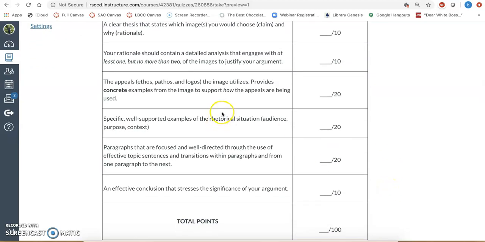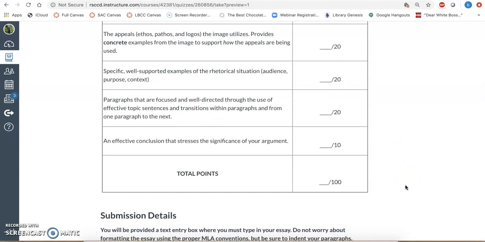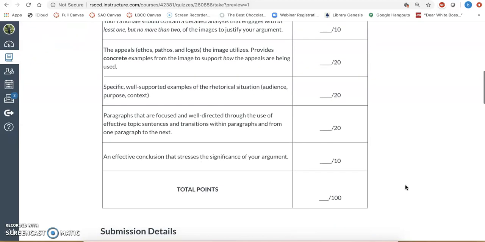You clearly explain the appeals, ethos, pathos, and logos that the image uses, and you provide concrete examples from the images to support how the appeals are being used. You also provide specific, well-supported examples of the rhetorical situation, audience, purpose, context, writer as well. And your paragraphs are focused, and they use topic sentences and transitions between one paragraph to the next. And finally, you have an effective conclusion that stresses the significance of your argument. Overall, the total amount of points you can get is 100.